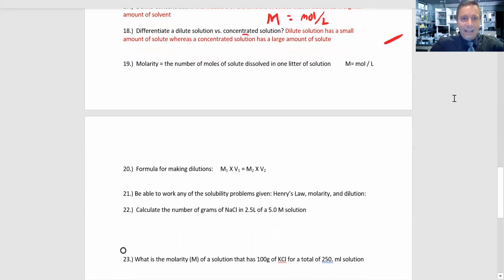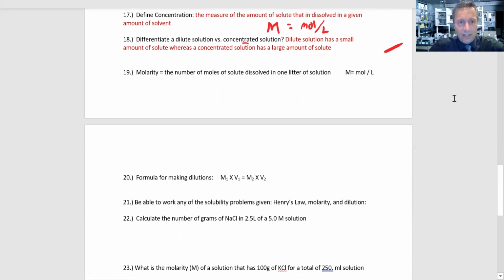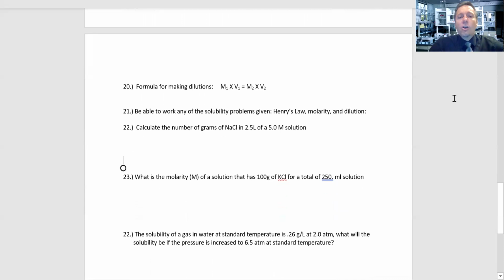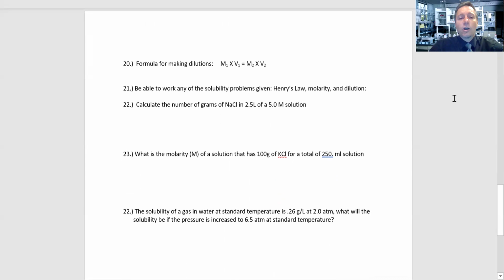Molarity, I just made that distinction on number 17, but molarity is the number of moles of solute dissolved in 1 liter of solution, and that's moles per liter. And we can do calculations, and we have been doing some calculations. You have that as your bell work today. The dilution formula, really important. We have molarity 1 times volume 1 equals molarity 2 times volume 2. And we can use a highly concentrated solution to make a dilute solution. And we will have practice on that as well.